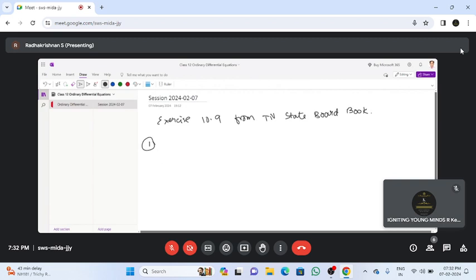Find the order and degree of the differential equation d square y by dx square plus dy by dx whole to the power of 1 by 3 plus x to the power of 1 by 4 equal to 0.